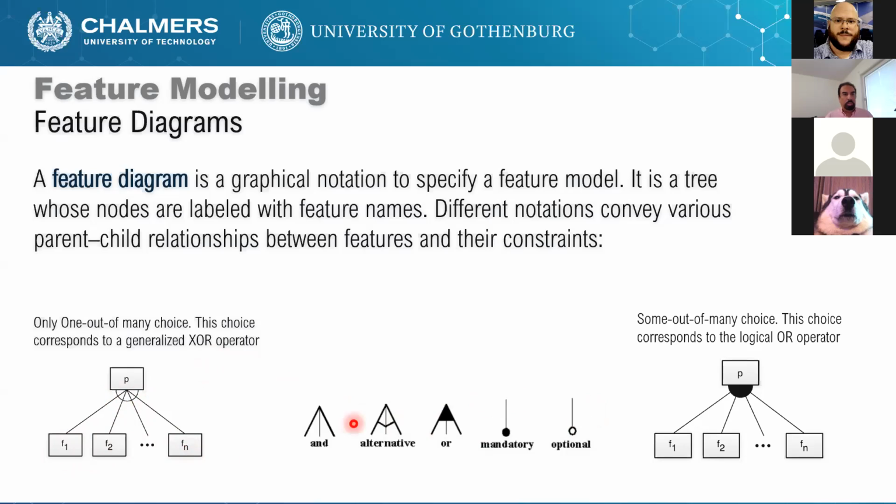Here it's also explained more to you, the AND without anything. The alternative, which is the XOR, is an open circle, and the OR is a dark circle, and they have mandatory dark and optional open, and so on. The OR feature here is some out of many. You can choose one, two, or three, or nothing. So this is the Boolean logic that is going to be used in the feature diagram, and you will use it to feed into your automation tool.